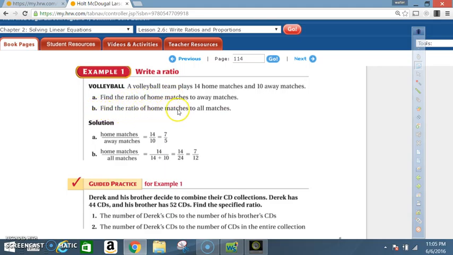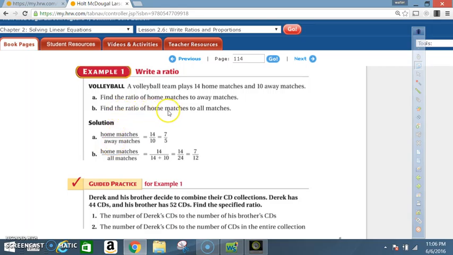Example 1. Write a ratio. Volleyball. A volleyball team plays 14 home matches and 10 away matches. A. Find the ratio of home matches to away matches. B. Find the ratio of home matches to all matches. Solution. A. Home matches, 14, to away matches, 10. And then you're going to put it in simplest form.